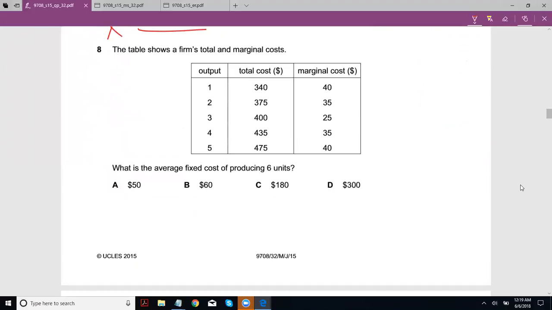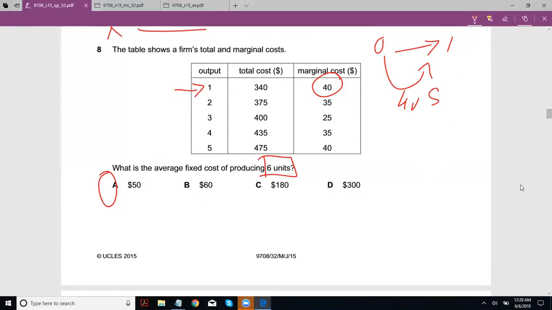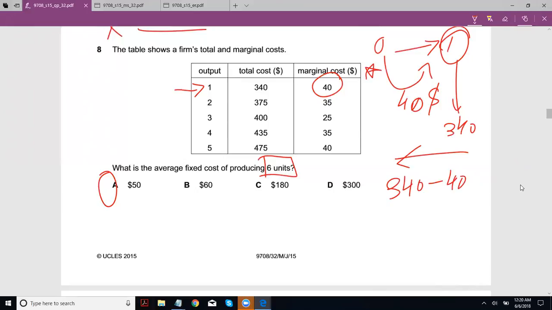The table shows the firm's total and marginal costs. What is the average fixed cost of producing 6 units? These questions repeat like anything. Anyways, the idea here is, look at when output is 1, the marginal cost, that is the additional cost, would be when you went from 0 to 1 basically. The cost of doing this was $40, and the total cost here was 340, which means if you want to go back to where output was 0, you go 340 minus 40, giving you a fixed cost of 300.